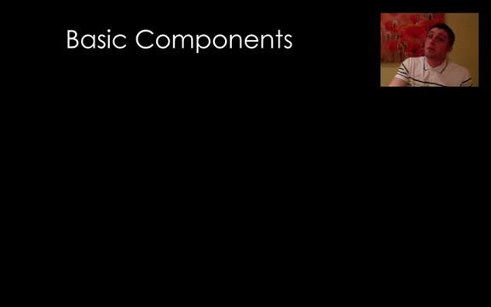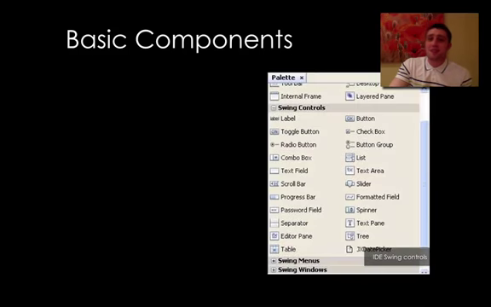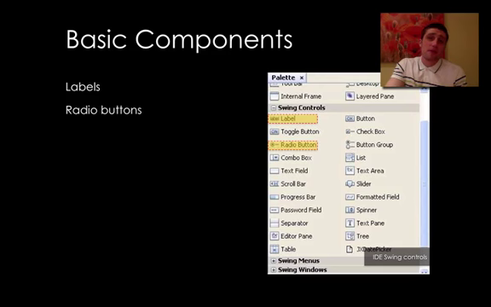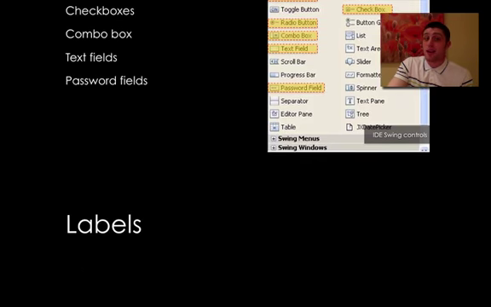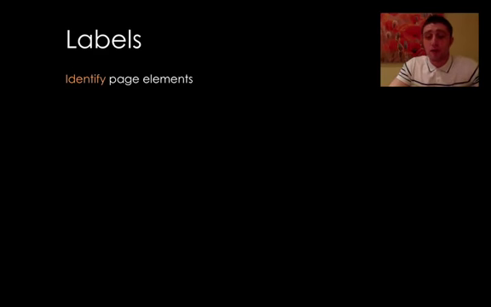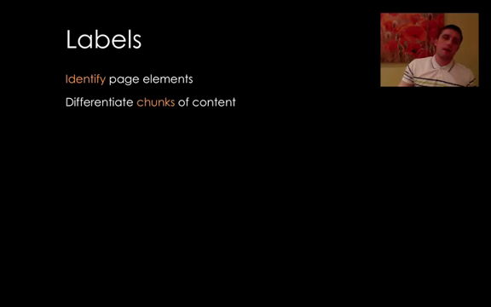The basic components. So, as you all may be aware of your Swing controls in NetBeans, today we're going to look at labels, radio buttons, checkboxes, combo boxes, text fields, password fields, and that's it. So let's move on to labels really quickly. So what I'll do is I'll give you a quick brief overview of what they're meant to do. Labels, for example, help you to identify page elements. They differentiate these chunks of content.